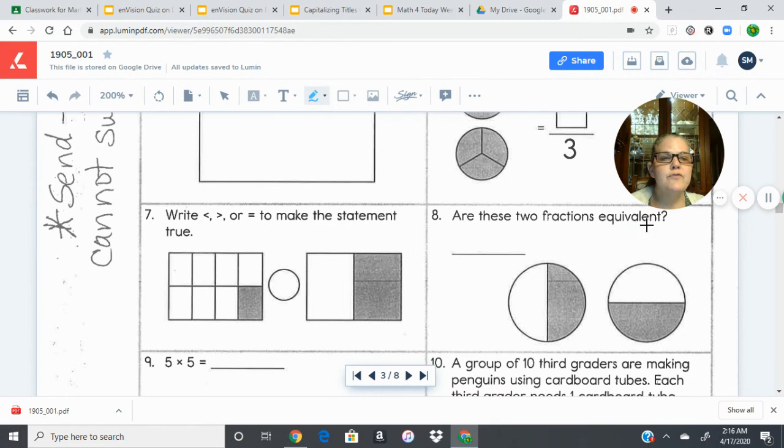Number 8, are these 2 fractions equivalent? Meaning, are they equal? If I rotated this around, would they both be the same amount? Yes or no?